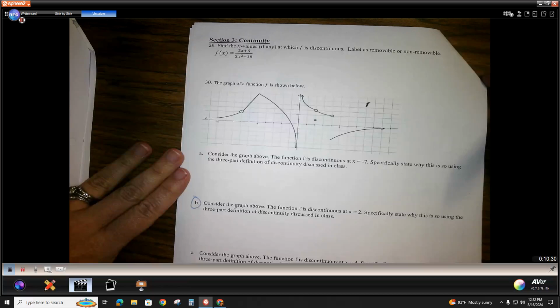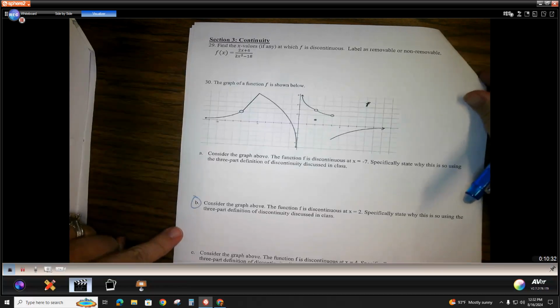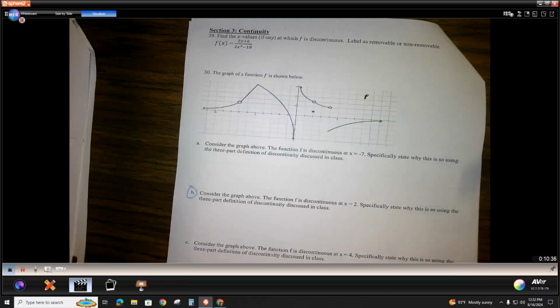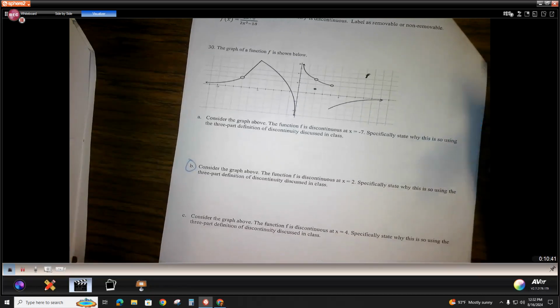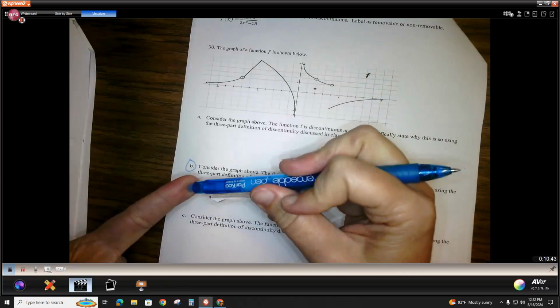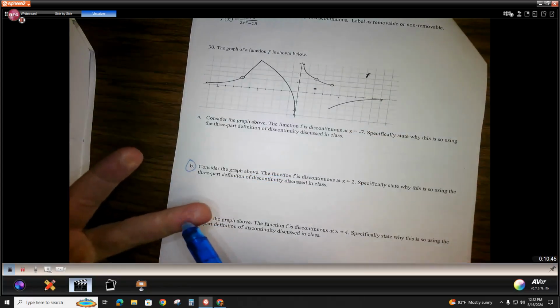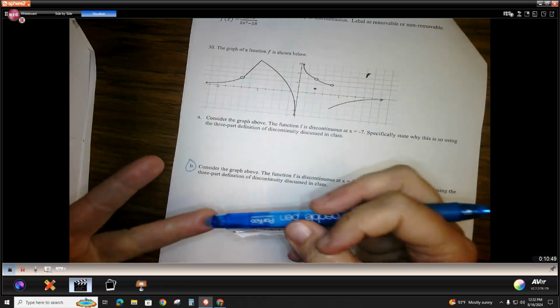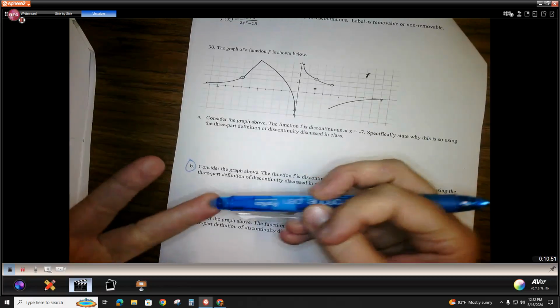Alrighty, section 3 is about continuity, and I'm going to skip down to part B as the example. Anytime you see continuity on the test, you need to make sure and think about the full definition. There's 3 parts. Remember, does the point exist? Does the limit from the left and the right match? That means the limit exists. And does the point equal the limit? Those are the 3 things that you have to prove when you're proving continuity.